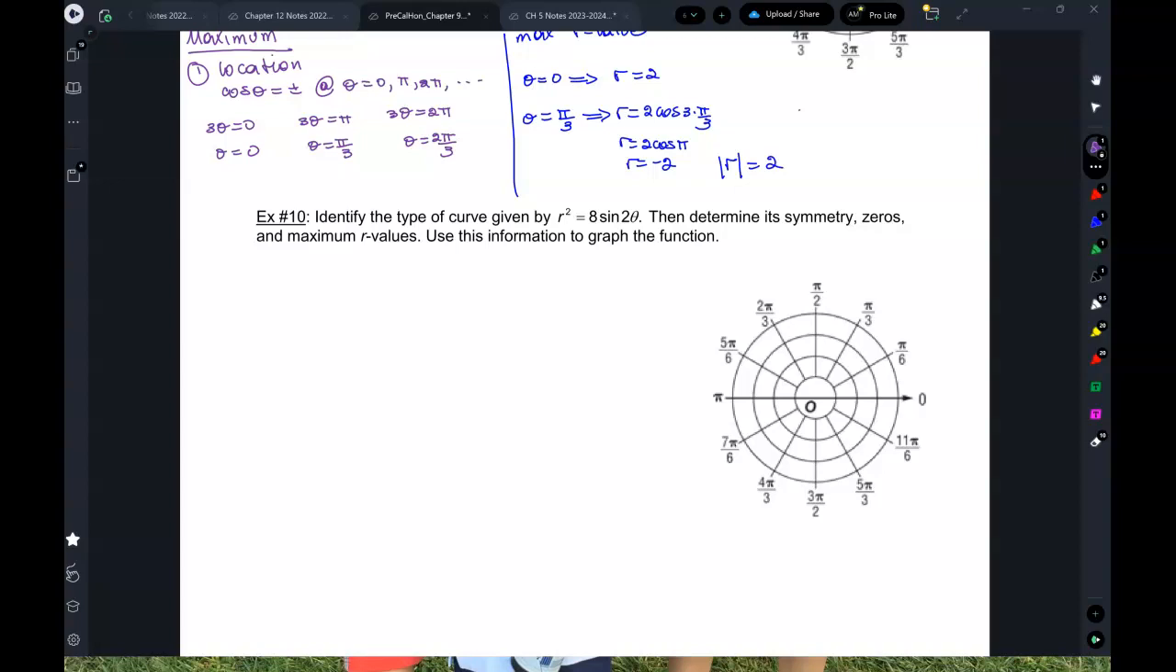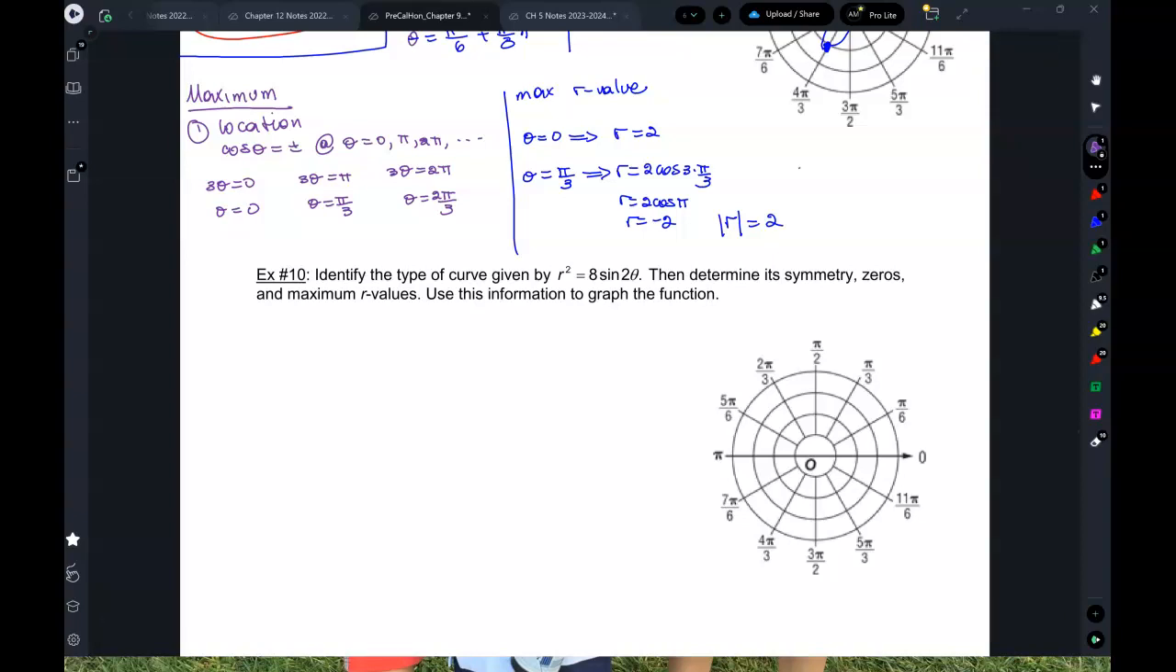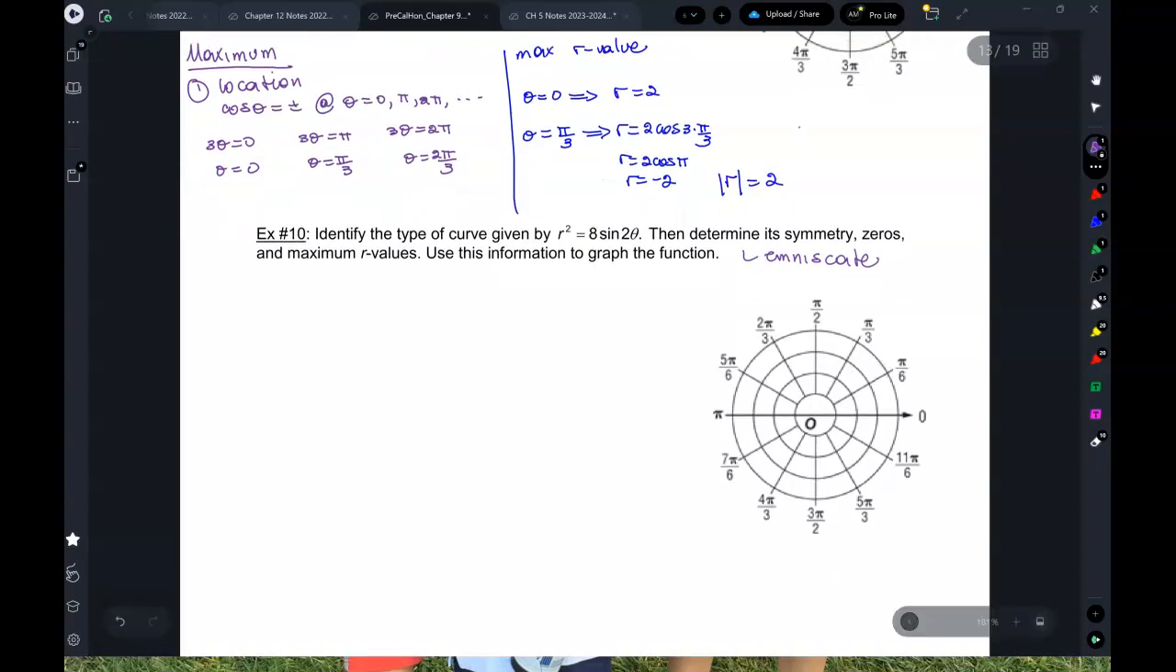Okay, so this is an r squared. We only talked about one with an r squared, and that's a lemniscate. You have to know that name. Okay? All right. Let's talk about symmetry. Okay, so let's talk about symmetry for a minute.